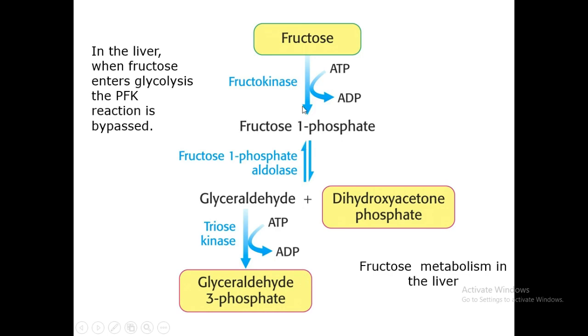And kung i-cleave nimo si fructose 1-phosphate, dili lang si DHAP ang ma-produce but also si glyceraldehyde. So through the action of triosekinase, si glyceraldehyde is converted to glyceraldehyde 3-phosphate. So this is how we feed fructose. Asa siya dapit mo enter? Sa step 4. I know, sa step 5. Okay, sa step 5 siya mo enter. Okay. Kaya dito man nakaproduce ta og G3P.